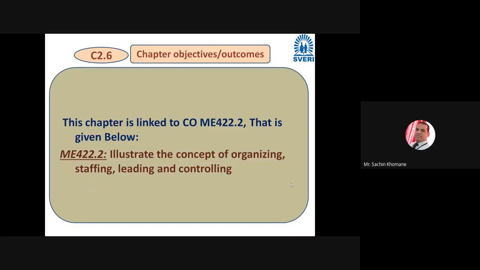Then this chapter is linked to the CO number ME 422.2, its statement is: illustrate the concept of organizing, staffing, leading and controlling. So after learning this chapter, you will be able to illustrate the concept of organizing and staffing. Leading and controlling, you will be able to explain after learning chapter number 3, because its chapter name is leading and controlling. So the coming two chapters are based on functions of manager only.